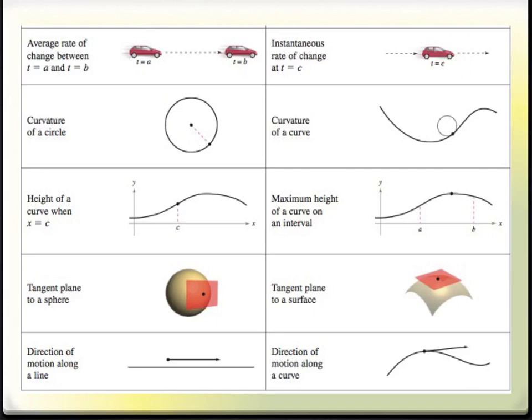The next one, tangent plane to a sphere and tangent plane to a surface. This is Calc 3. So a tangent plane to a sphere, you can do that with pre-calculus. But it takes calculus, specifically at our university, Calc 3, before you can do that to any surface, finding a tangent plane to a surface. You can find the direction of motion along a line with pre-calculus. But if you want it to be a general curve, it takes calculus.